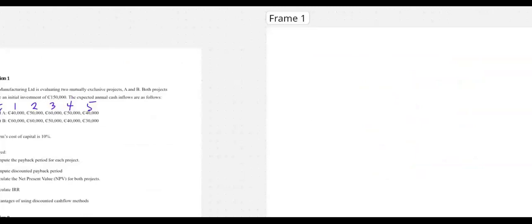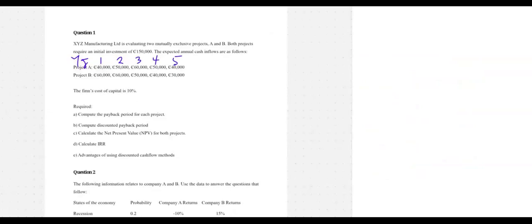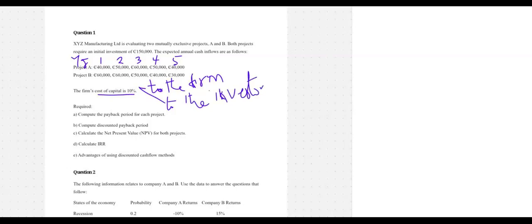So the first question says the firm's cost of capital. When we say cost of capital, it is rates. It is measured at 10%. So this cost of capital is to the firm. But then this same cost of capital to the investor, it is called rate of return.